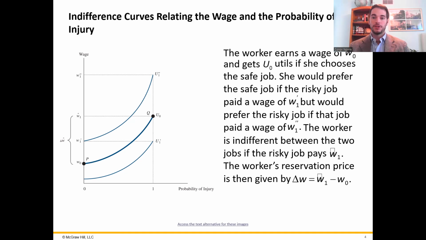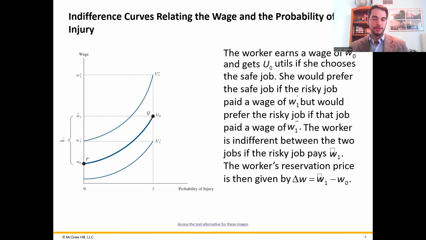Now, we define the worker's reservation price as the amount of money that it would take to get them to switch to the risky job. So here for this initial worker on their original indifference curve, the reservation price is the difference between the wage W hat 1 here, what it would take for them to work the risky job, and what it takes for them to work the safe job, W0. So what that means is if the wages rose from W0 to W hat 1, that specific worker would not care about the extra risk. They'd be completely indifferent between the two.